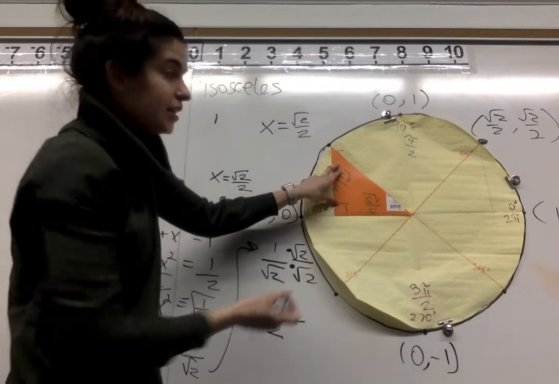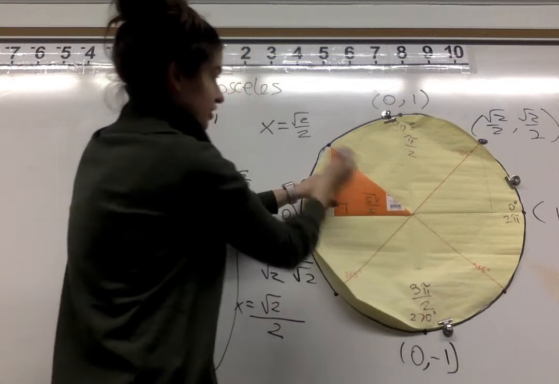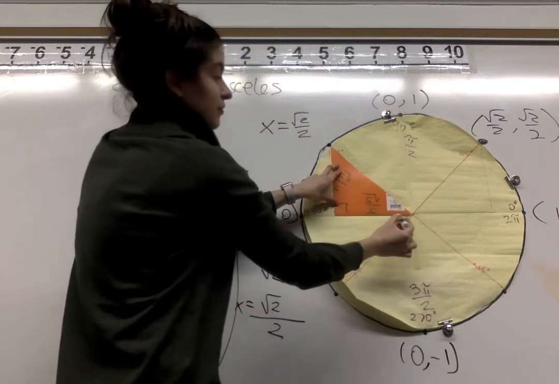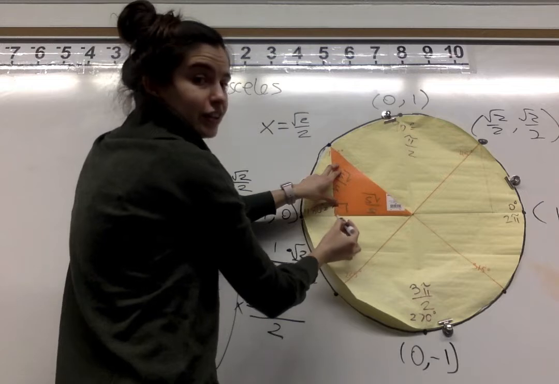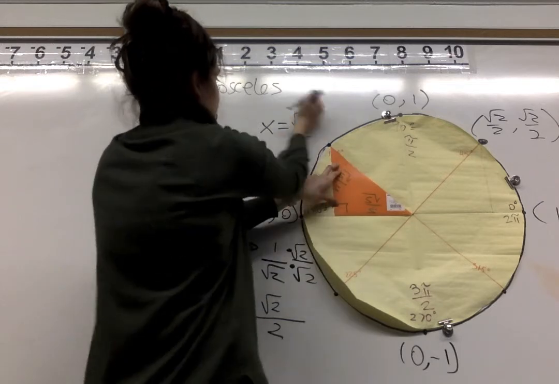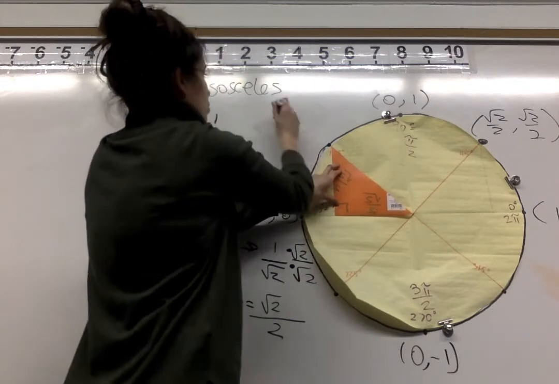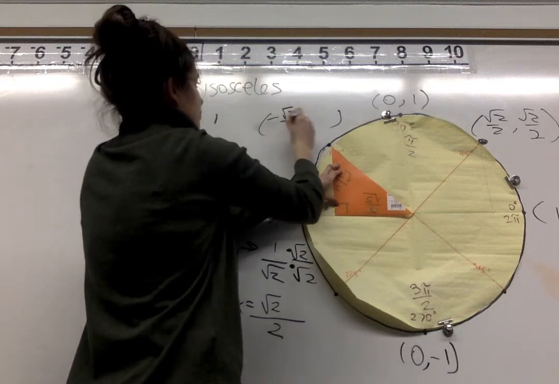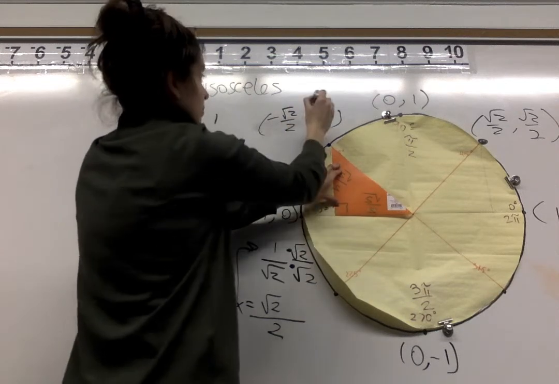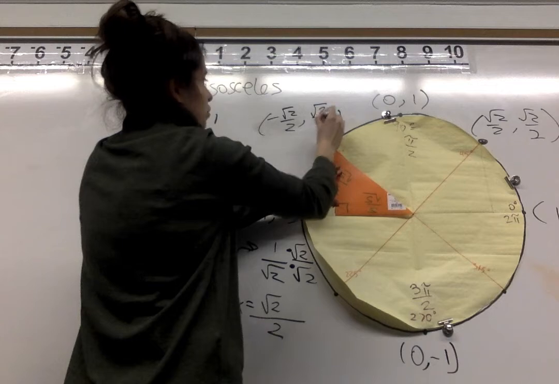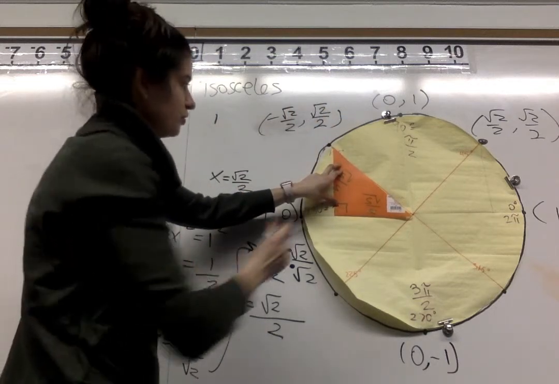The only difference here is that to get from the center to this point, we have to go left. We have to go in the negative direction here. So the x value of our coordinate would be negative square root of 2 over 2. And then we have to go up. The y value would be positive square root of 2 over 2.